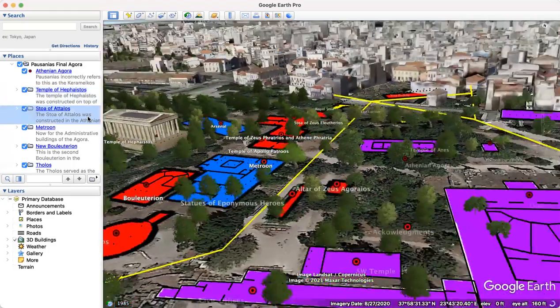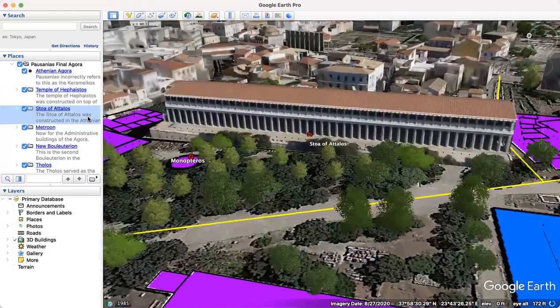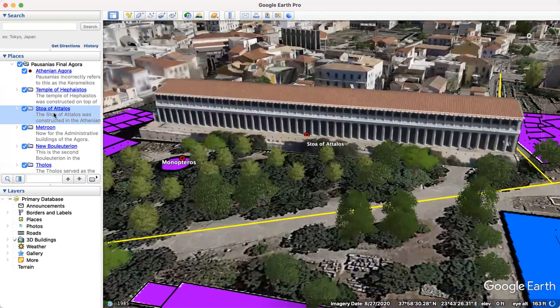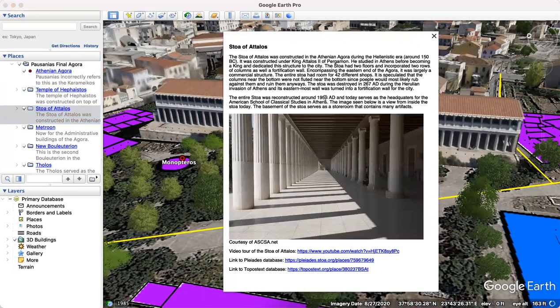Keeping the 3D buildings on, we're going to go to the other side of the Agora to one of the other best preserved buildings, but not so much preserved as reconstructed, and that's the Stoa of Attalus, gifted to Athens by King Attalus II of Pergamon during the Hellenistic era around 150 BC. King Attalus studied in Athens, and this was his gift back to the city.